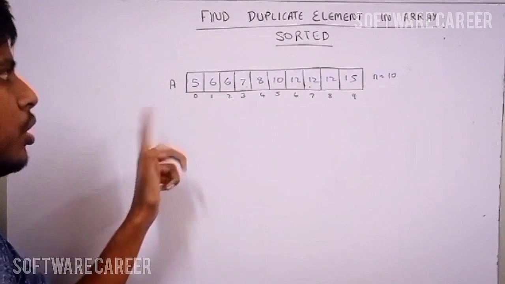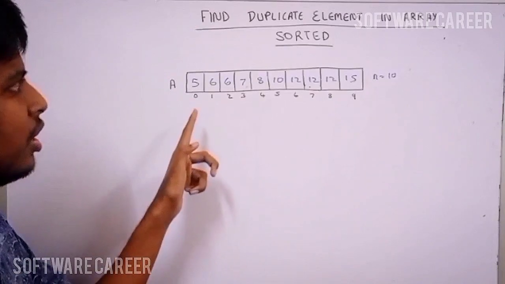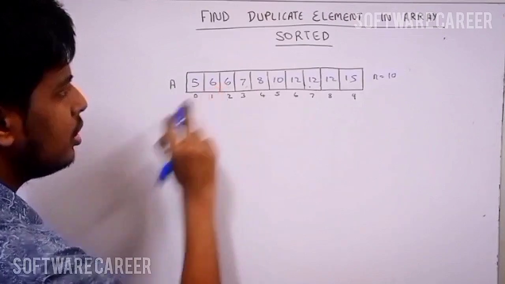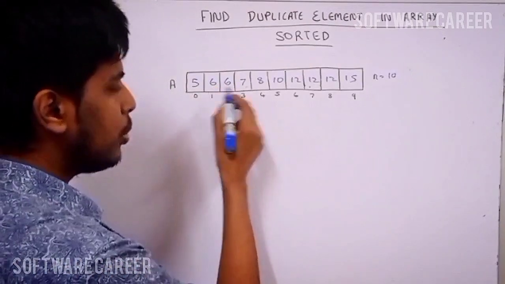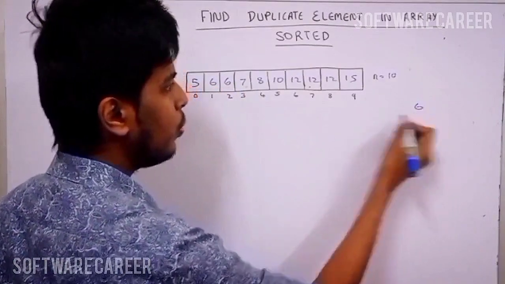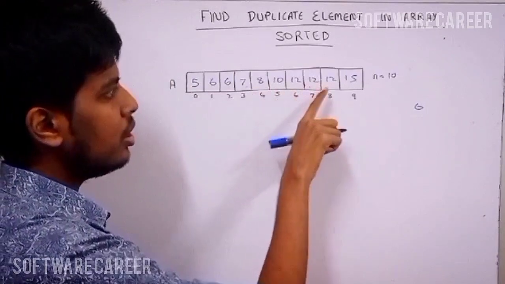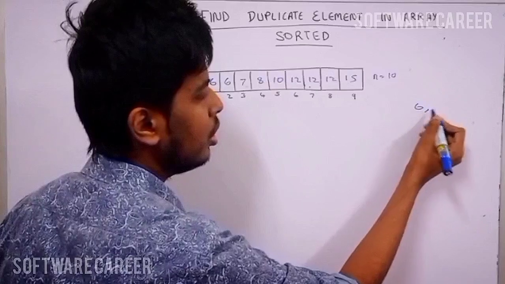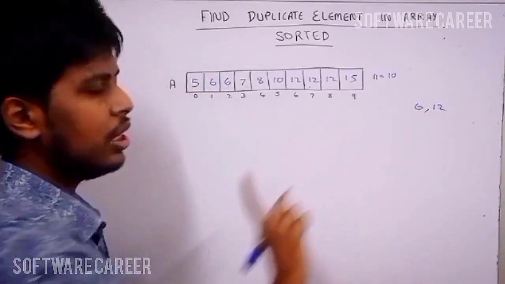Now see, the output should be the duplicate elements present in this array. What are the duplicate elements? 6 is repeated twice, 6 is present here twice. So 6 is the duplicate. Then see, 12 is present here 3 times. So 12 is a duplicate. So it should print 6 and 12.